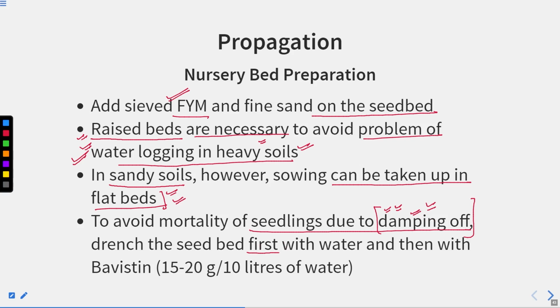Drench the seed bed first with water and then with Bavistin. So, to avoid this damping off, you should keep the bed wet by watering it and then apply Bavistin, right? This Bavistin is to avoid the damping off disease.